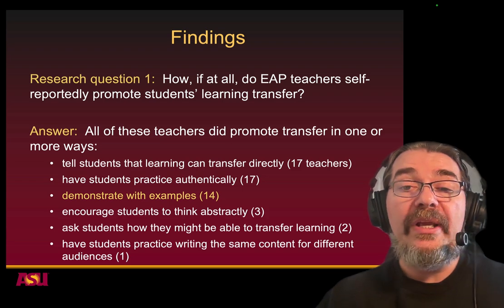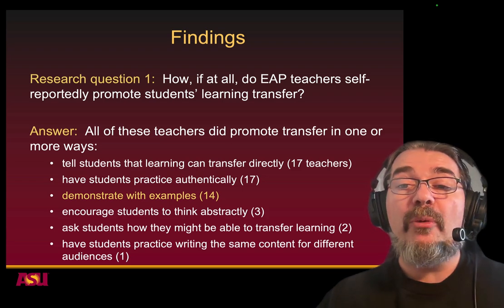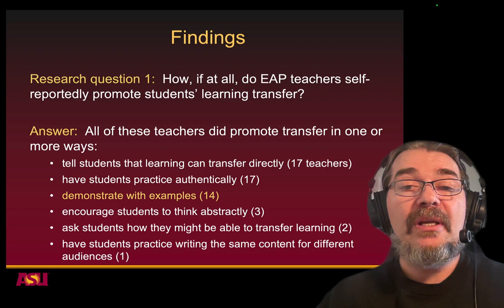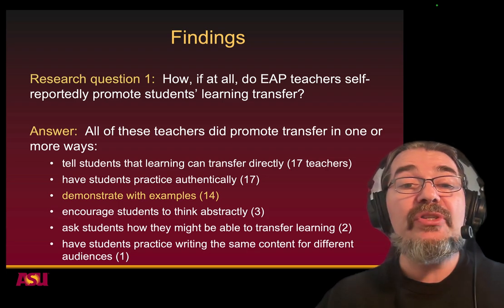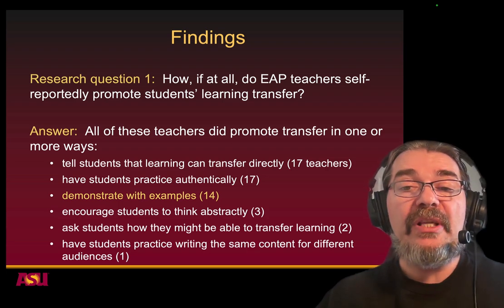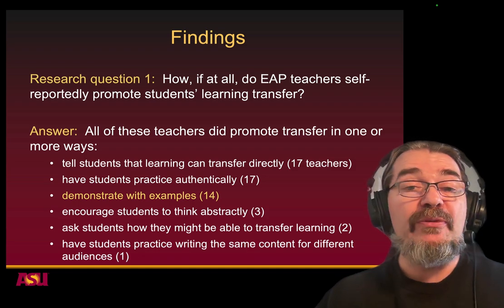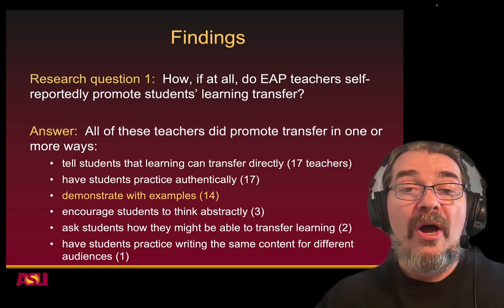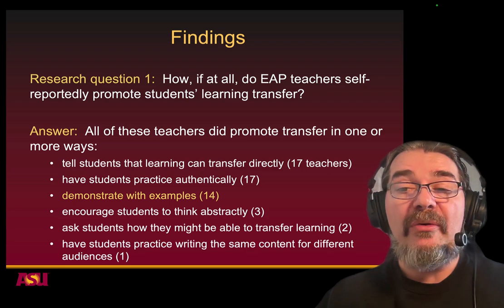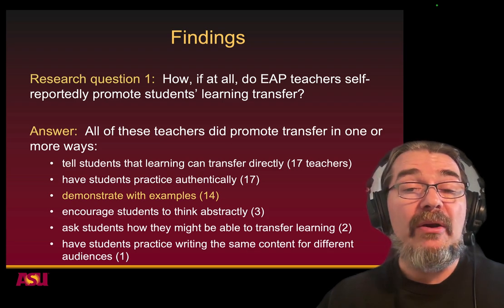The third category is demonstrating with examples, and 14 of the teachers said they did this. In other words, these teachers said they gave students examples of procedures that the students were expected to be able to use. For example, steps for doing research, or products that the students were expected to be able to generate. For example, an effective paragraph.